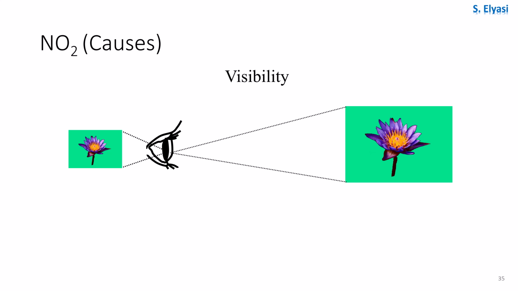The concept is applicable to the absorption of light by NO2. As the concentration of nitrogen dioxide increases, visibility decreases significantly. This happens because NO2 molecules absorb light, causing objects in the distance to appear blurred and dimmed.